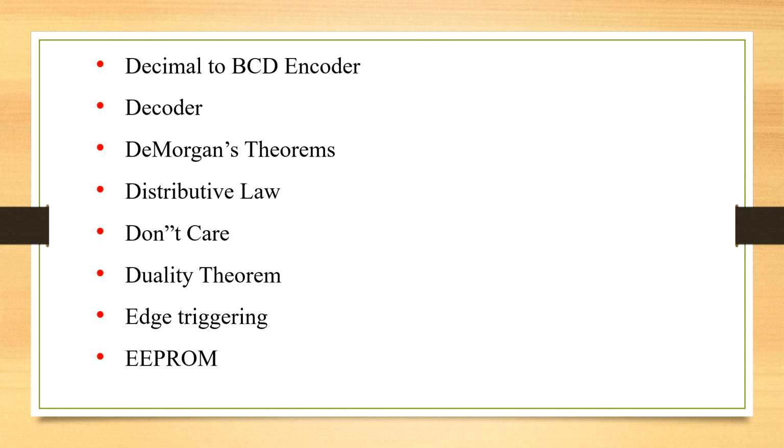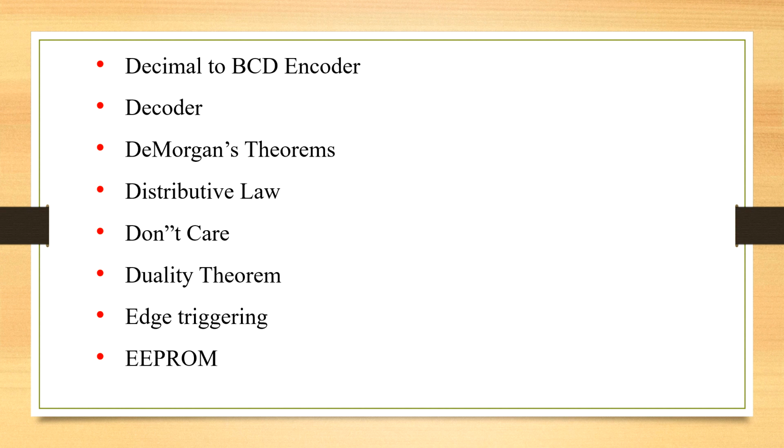Next one, don't care. In a logic circuit, when certain input conditions never occur, because of which the corresponding output never appears and it can be either high or low, which is called as don't care. Next one, duality theorem. The duality theorem says that starting with the Boolean relation, you can derive another Boolean relation by 1, changing each OR sign to an AND sign and changing each AND sign to an OR sign, complementing any 0 or 1 appearing in the expression.